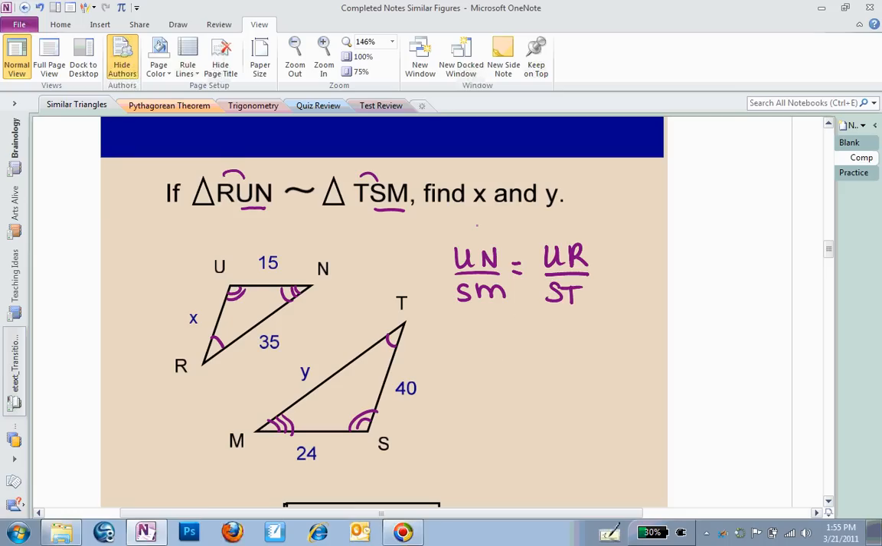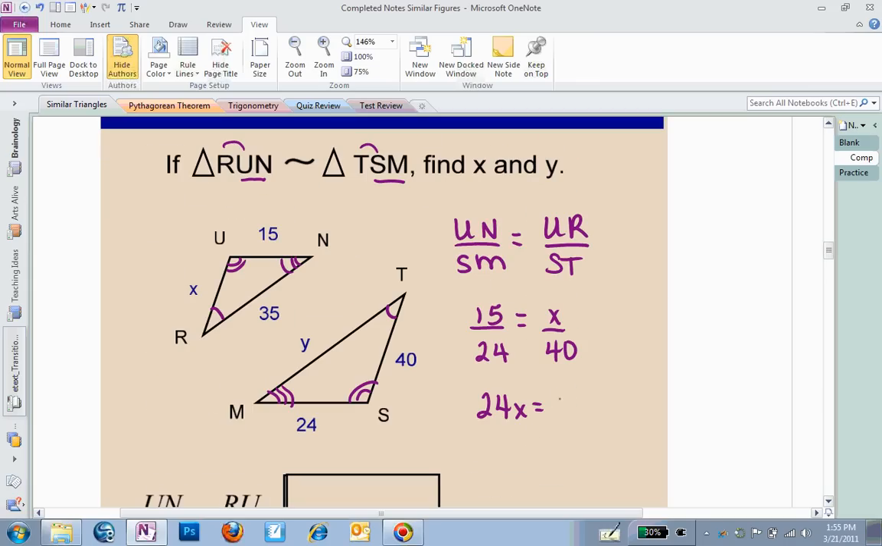So now I'm going to replace everything with what belongs in its place. UN is 15, SM is 24, UR is X, and ST is 40. Now I just have a proportion that I can solve. So I can cross multiply and solve. 24 times X is 24X. 15 times 40 is 600. I can divide both sides by 24 in order to solve this one-step multiplication equation, and X equals 25. So now I know that X is 25.